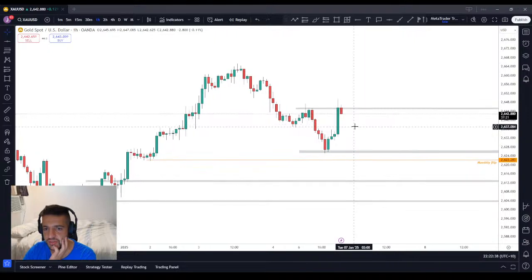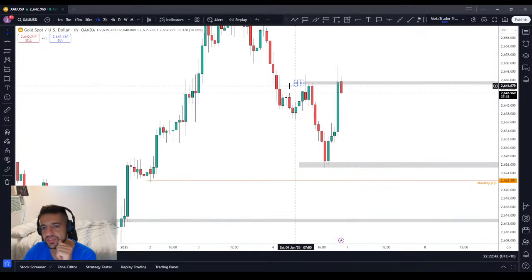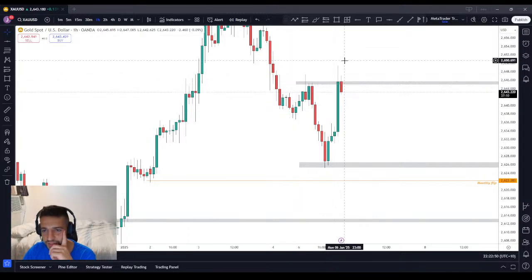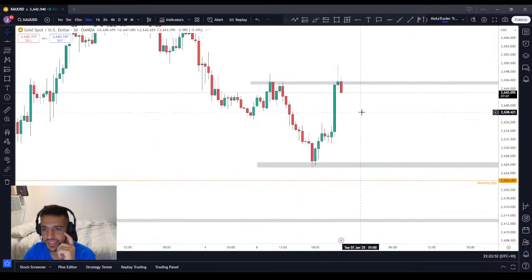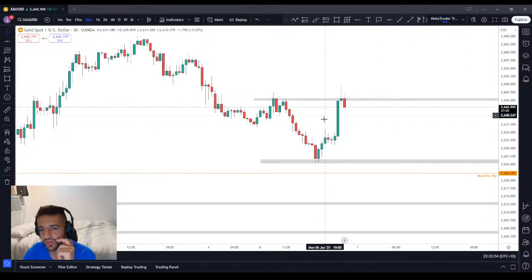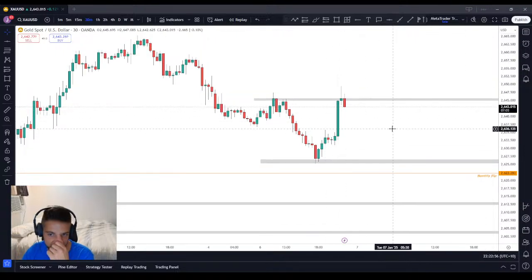bullish candle, but this is a previous resistance. Look, it's closed slightly above resistance, but still, there's this wick, and this could be liquidity to come back down. So it's really hard to tell. On the 30, yeah, I need closures.